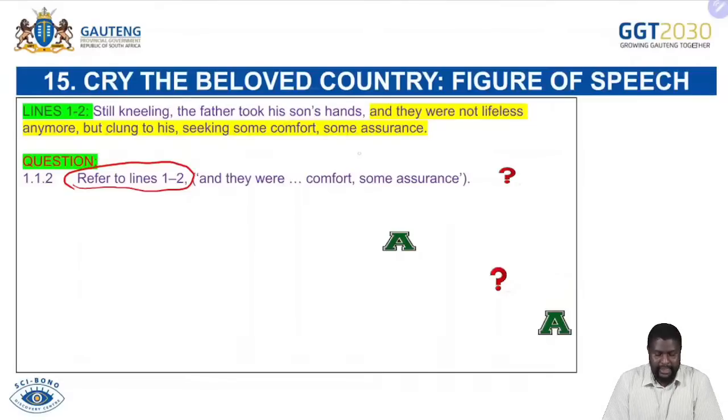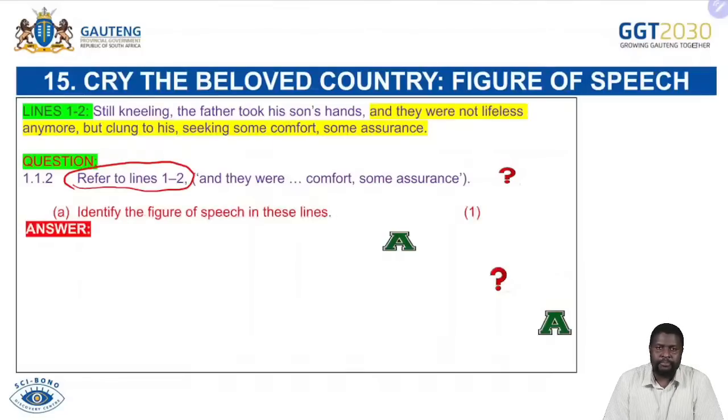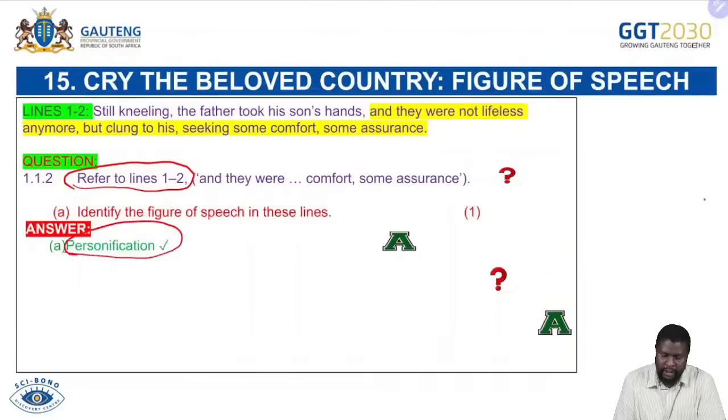Welcome back. Let's look at our response for question 1.1.2. Identify the figure of speech in these lines for 1 mark. Here is our answer, personification. If you wrote personification, give yourself a mark for that answer. Remember, we said figures of speech are used to compare one thing to another. So you need to identify what are the 2 things that are being compared. So we say, yeah, it is what? Personification.